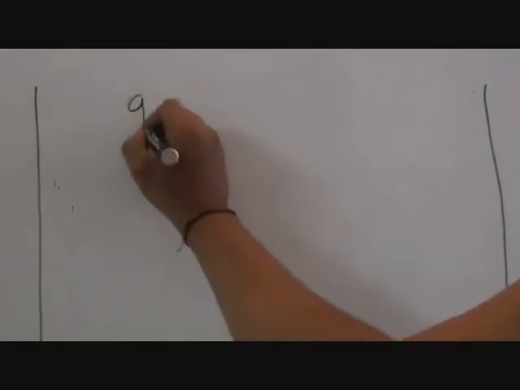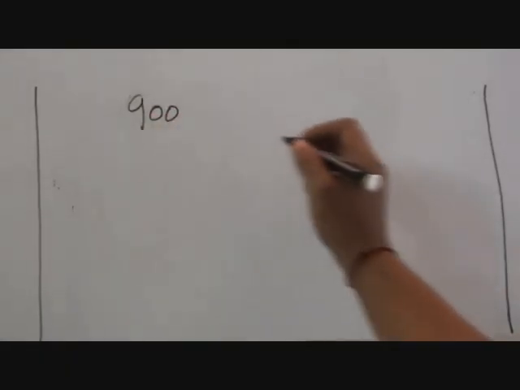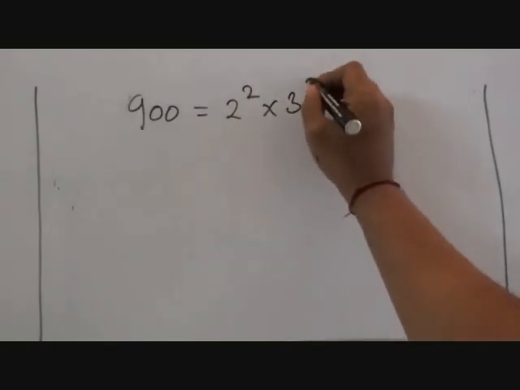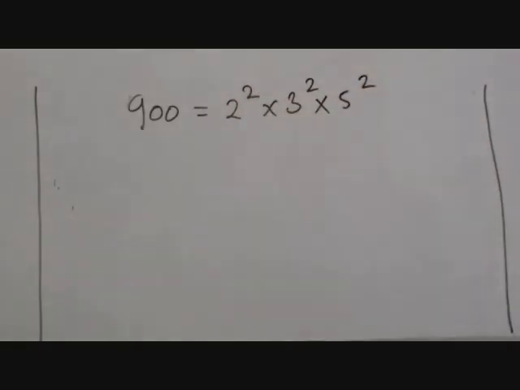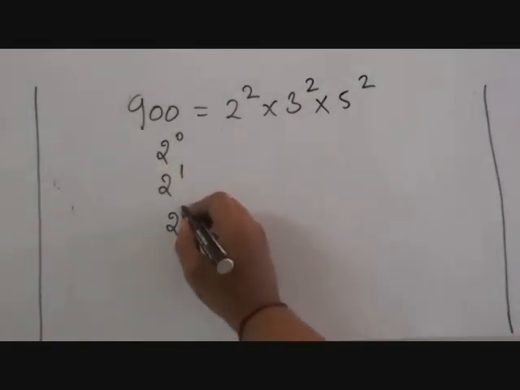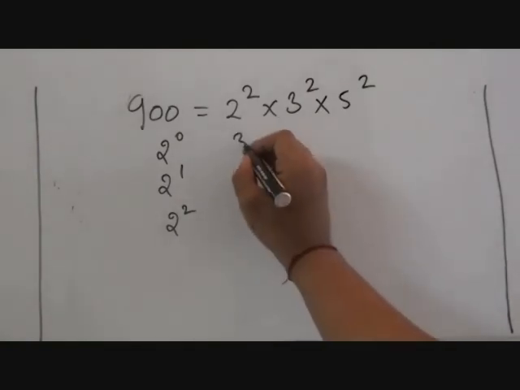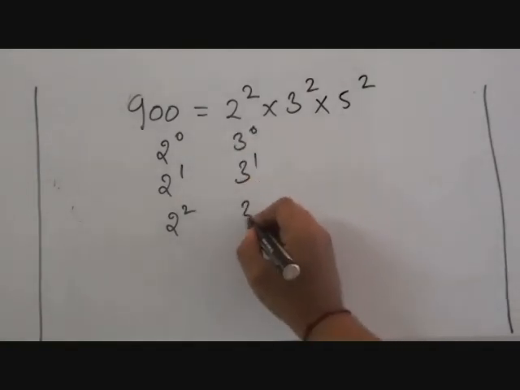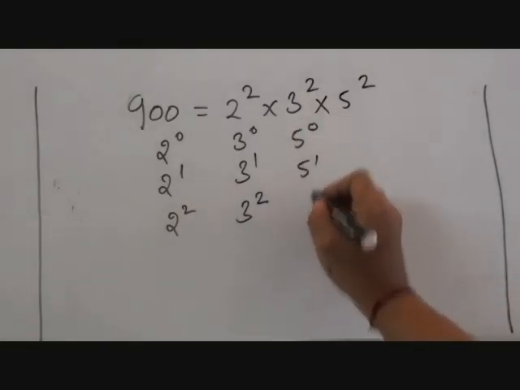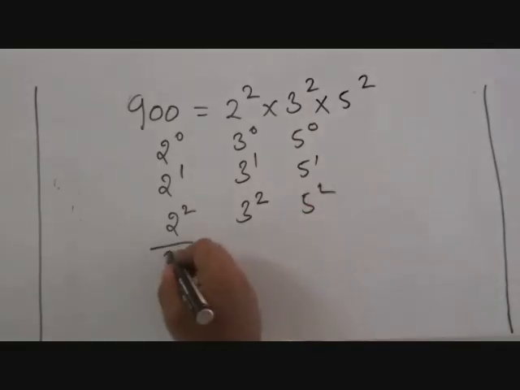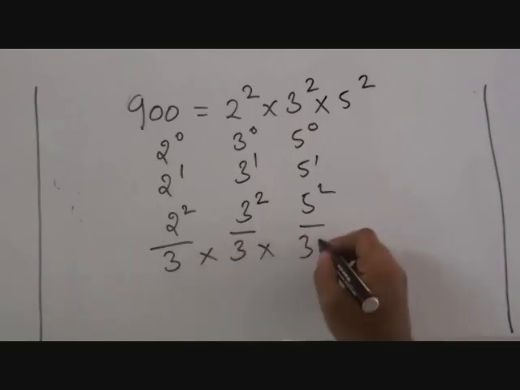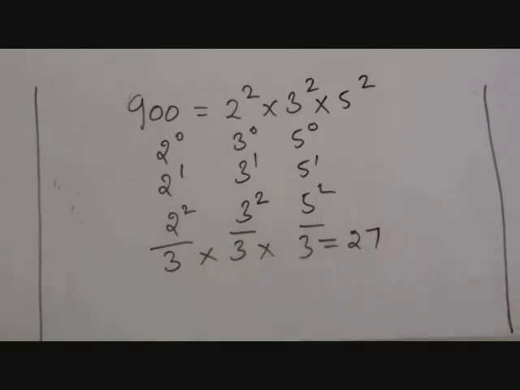Now let's see how many divisors 900 has. 900 is equal to 2 square into 3 square into 5 square. So powers of 2 would be 2 raised to 0, 2 raised to 1, 2 square. Similarly, powers of 3 would be 3 raised to 0, 3 raised to 1 and 3 square. And powers of 5 would be 5 raised to 0, 5 raised to 1, 5 square. So total number of divisors of 900 would be 3 into 3 into 3 is equal to 27 divisors in all.